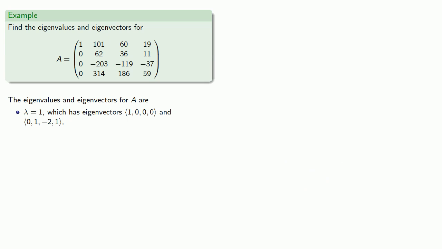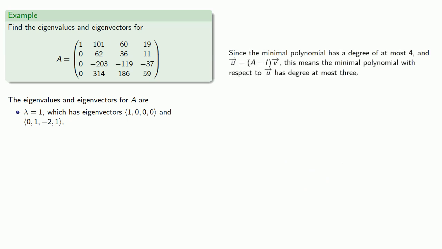And we know something else. Since the minimal polynomial has a degree of at most 4, and u is already A minus I times v, this means the minimal polynomial with respect to u has degree at most 3. And what this means is that we only need to find u, A squared u, and A cubed u. So we find those.